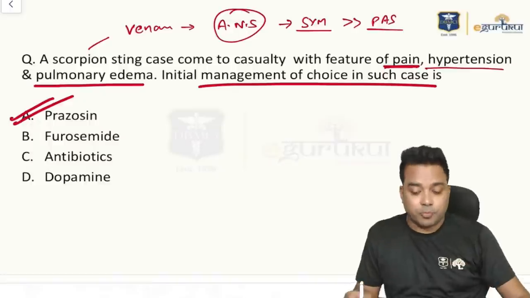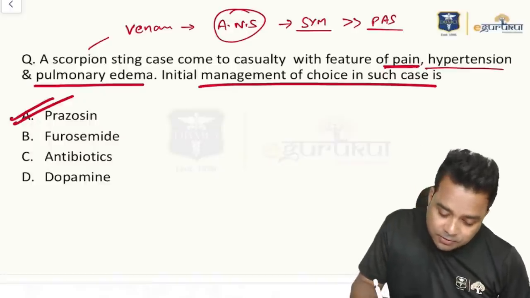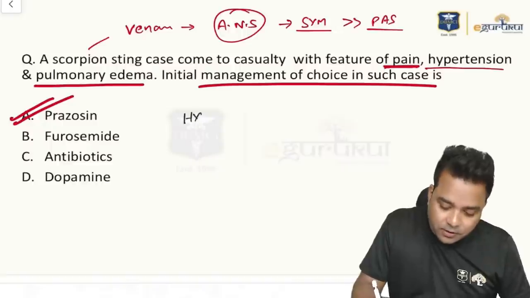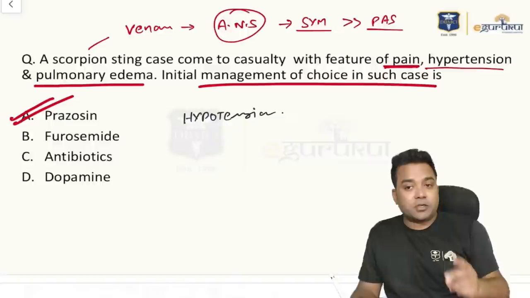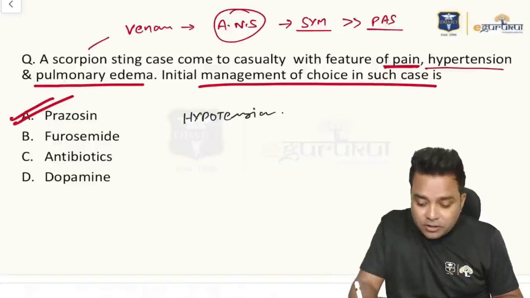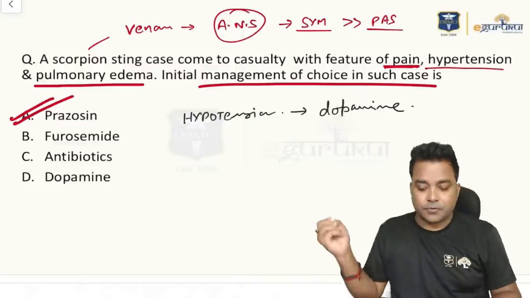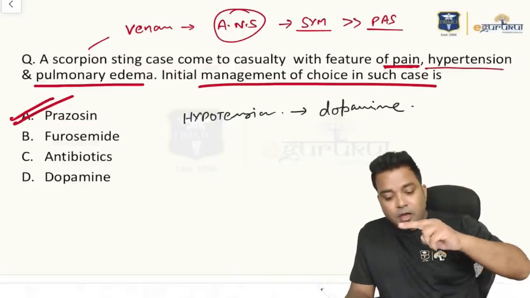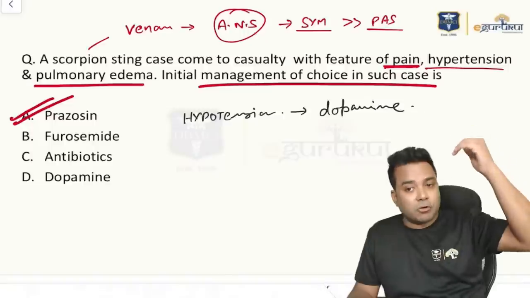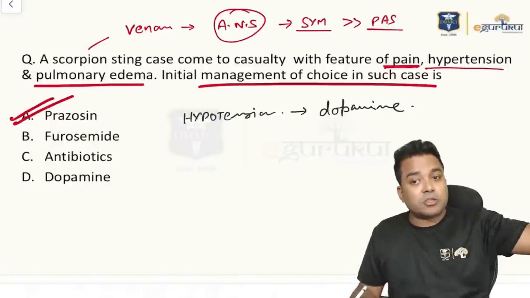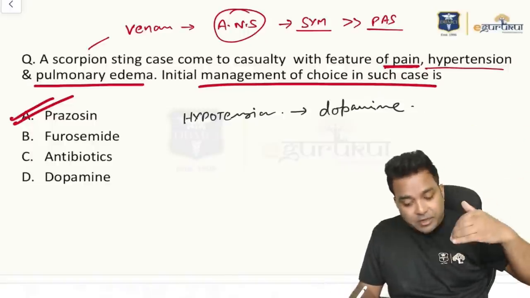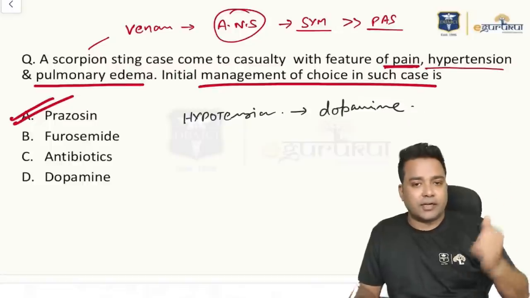Also remember, in a scorpion sting, if the person goes into hypotension, then you don't give prazosin. Hypotension cases we give dopamine infusions. Then if pulmonary edema is very severe, and the question lines are taking you towards some different track, never mark prazosin there. That is the whole idea.